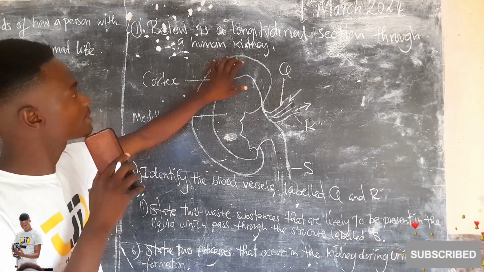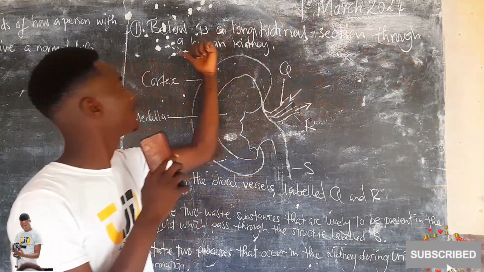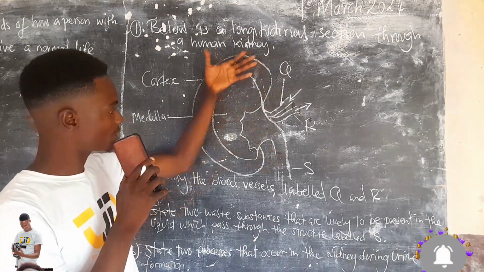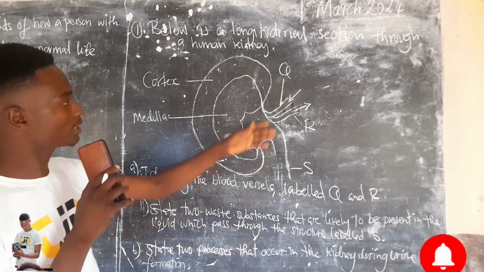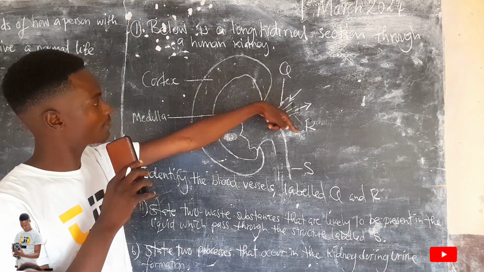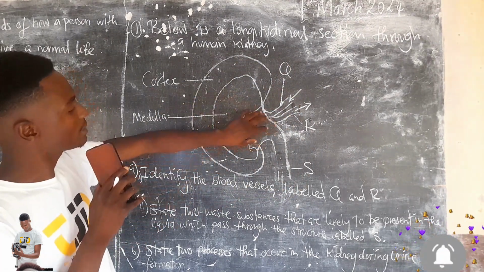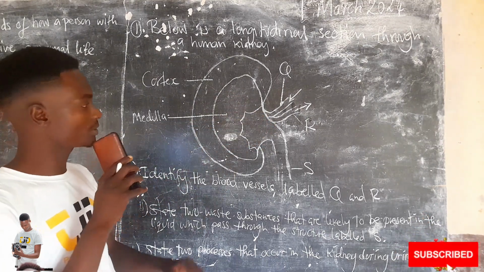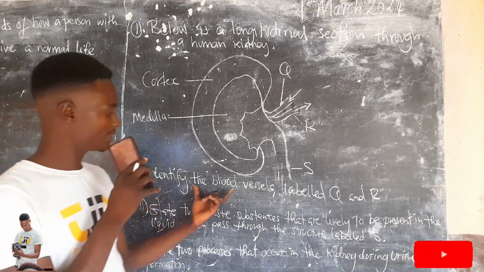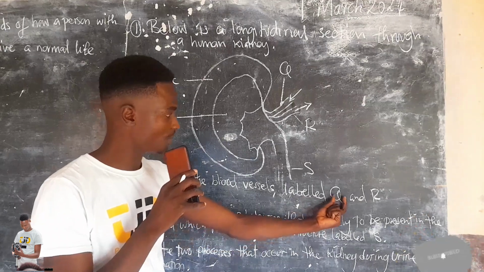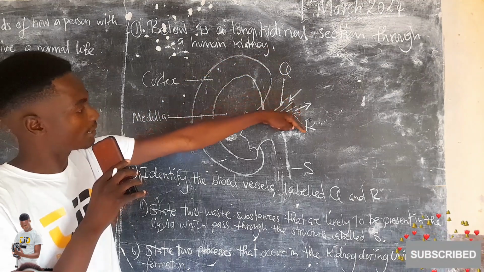So this question reads, below is a longitudinal section through a human kidney. Before we go to the first question, we have structures labeled R, Q, S. We have the medulla here, we have the cortex, and this is the pelvis here, though it's not labeled. The first question is saying, identify the blood vessels labeled Q and R.